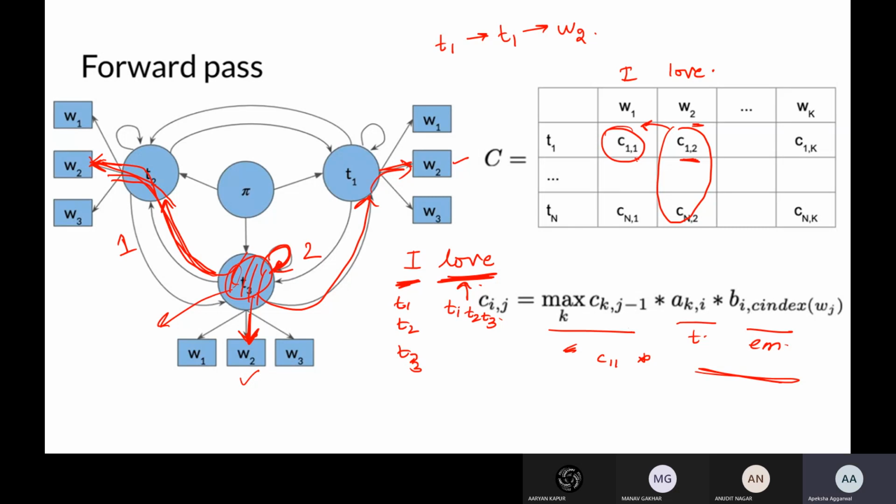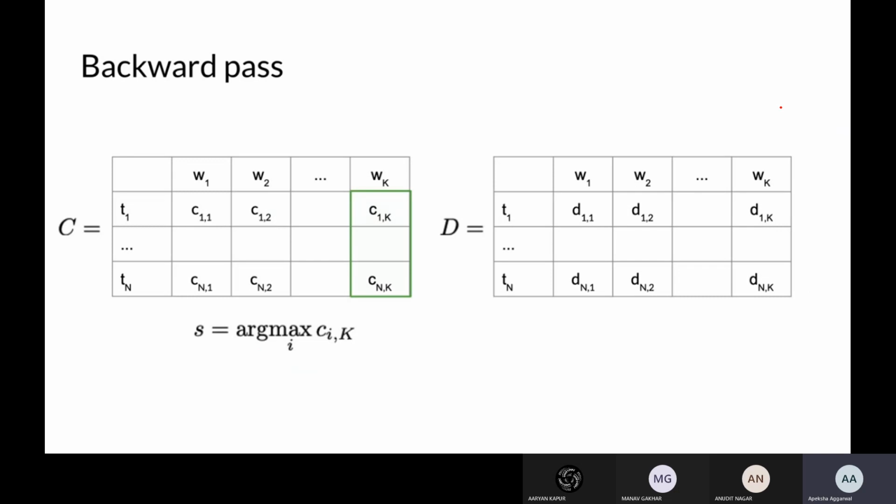So this is how the forward pass goes. We keep on doing this up to the kth word. We have k words, and we keep on filling it. This is why we call it the forward pass, because we are moving from left to right, filling column by column. Then we have the backward pass.